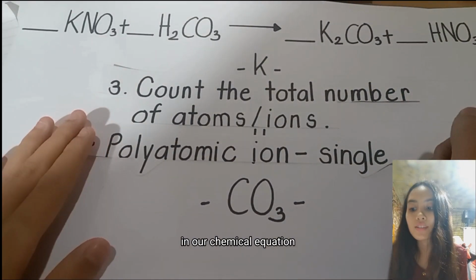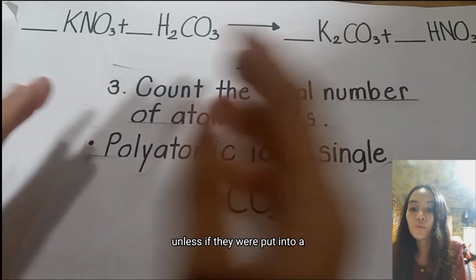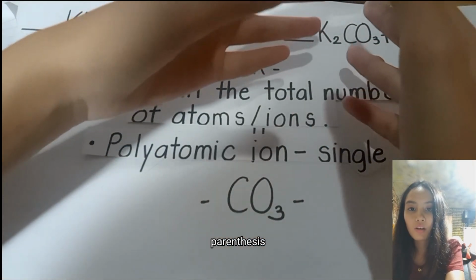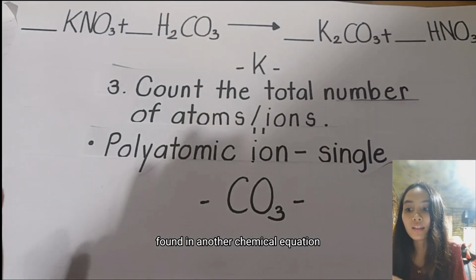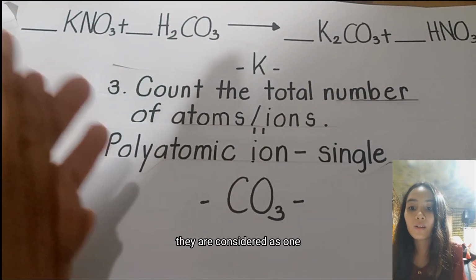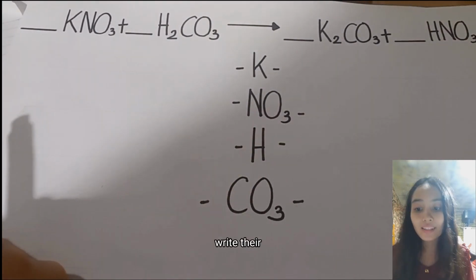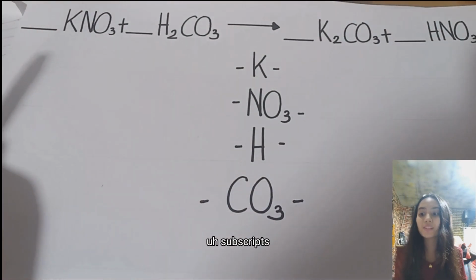It is important to note that polyatomic ions have a unique standing in our chemical equation, since they are considered only to be 1 unless they are put into a parenthesis, which can be found in another chemical equation. But as of now, they are considered as 1.